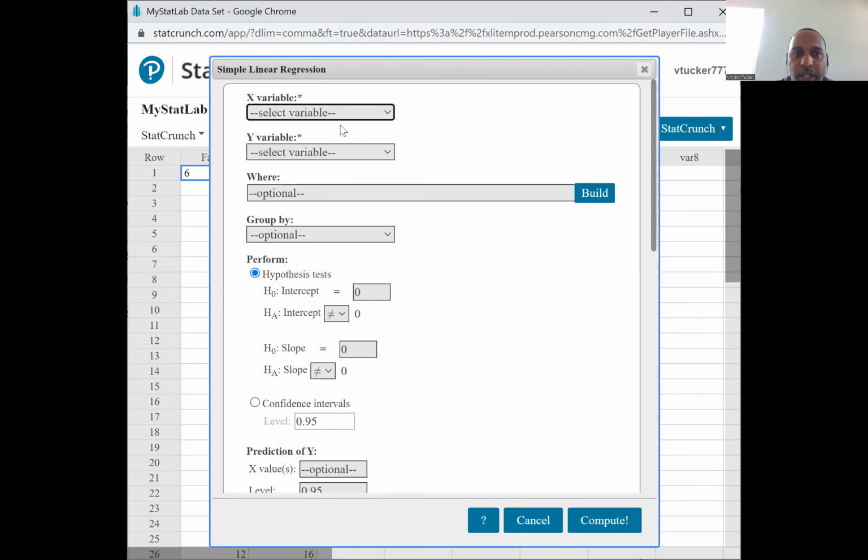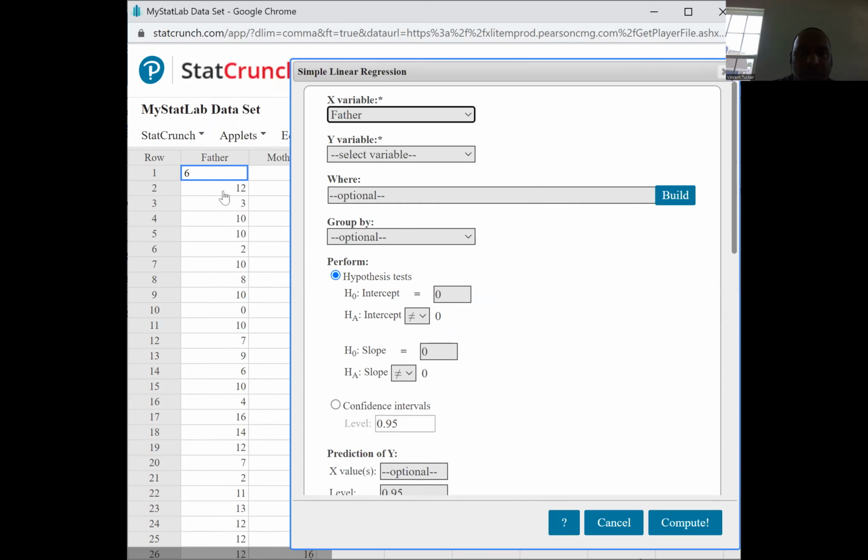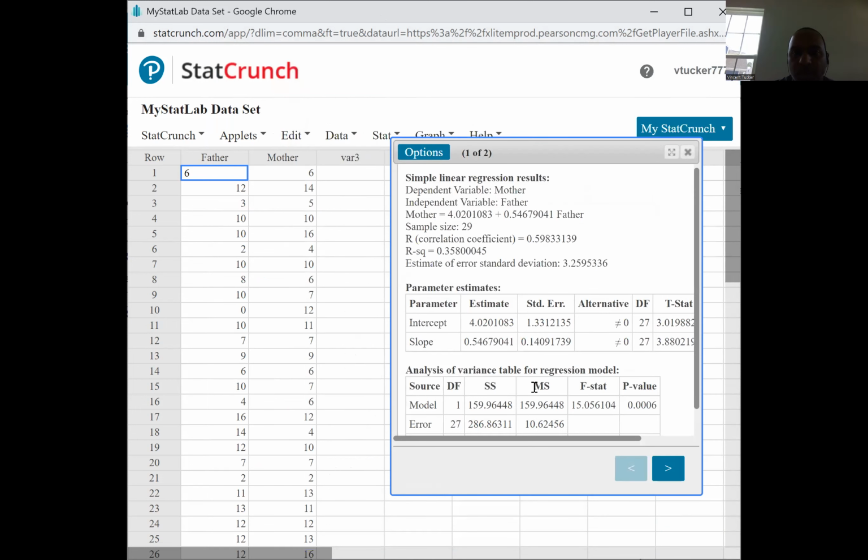All right. Can you see this chart right here where it says X variable, Y variable? Sometimes when I open up different windows, I have to switch it again, so I just want to make sure you can see it. So X variable is father, because that's our first. And then Y variable is mother. Then hit compute. See how it says intercept 4.02, slope 0.546?